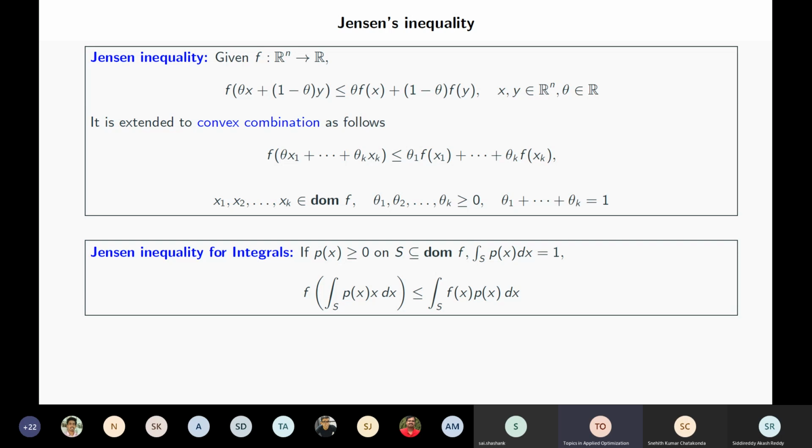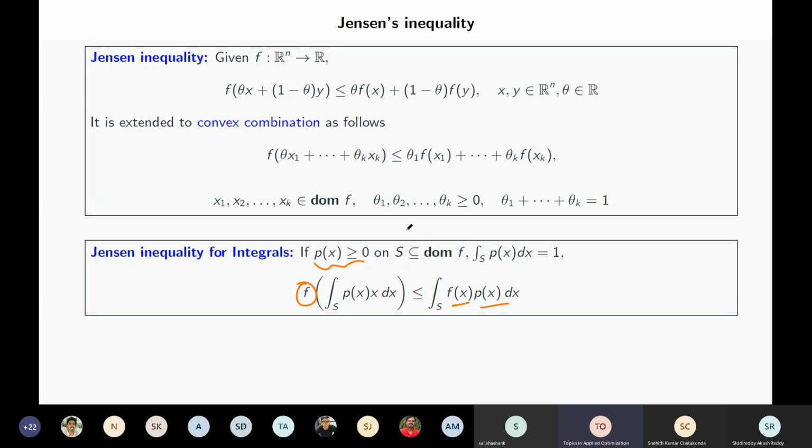Jensen's inequality can be written for integrals. If we have some function p(x) which is greater than or equal to 0, then f of the integral of p(x) x dx will be less than or equal to the integral of f(x) p(x) dx. That's correct.